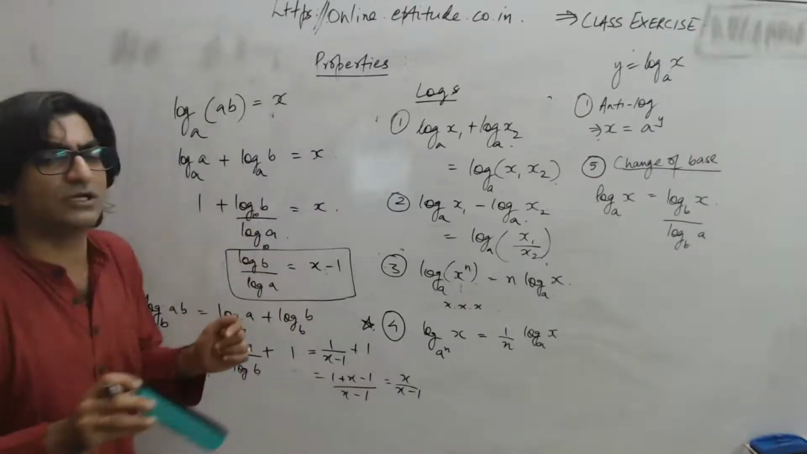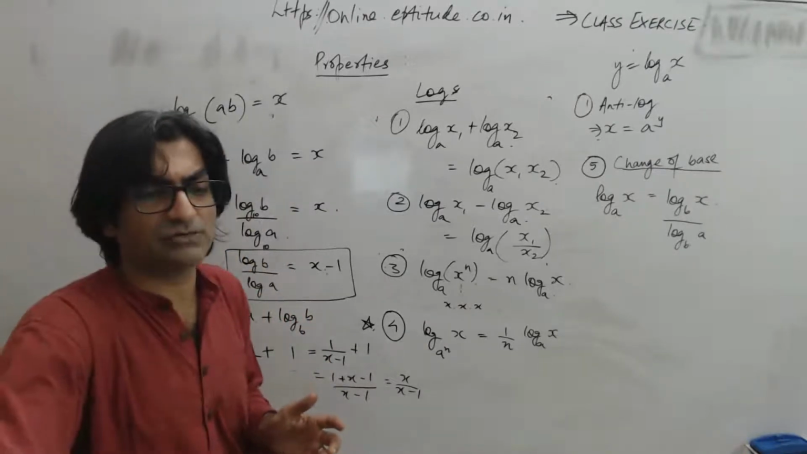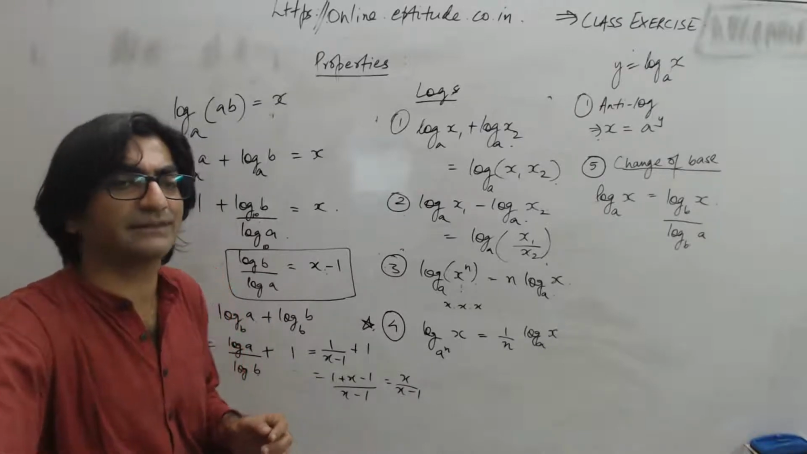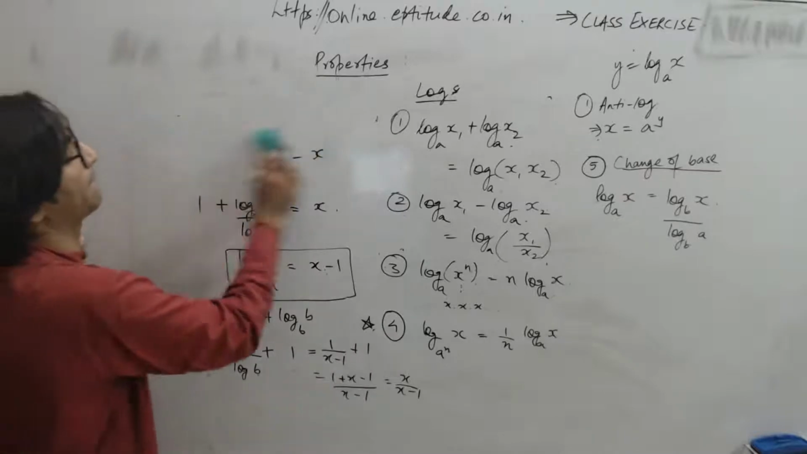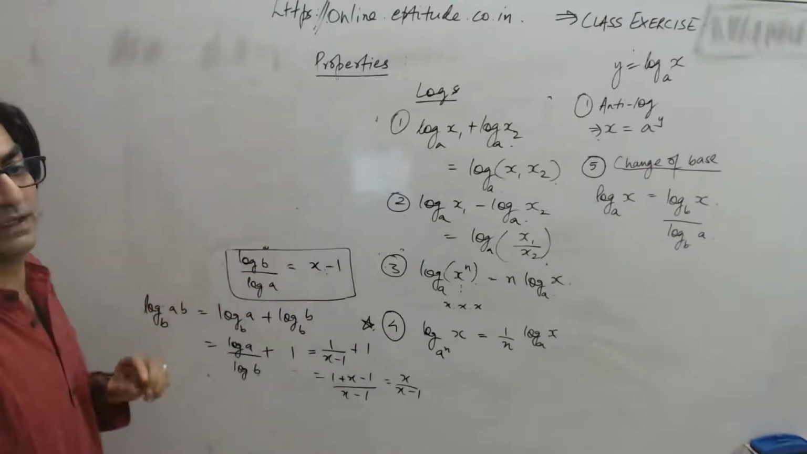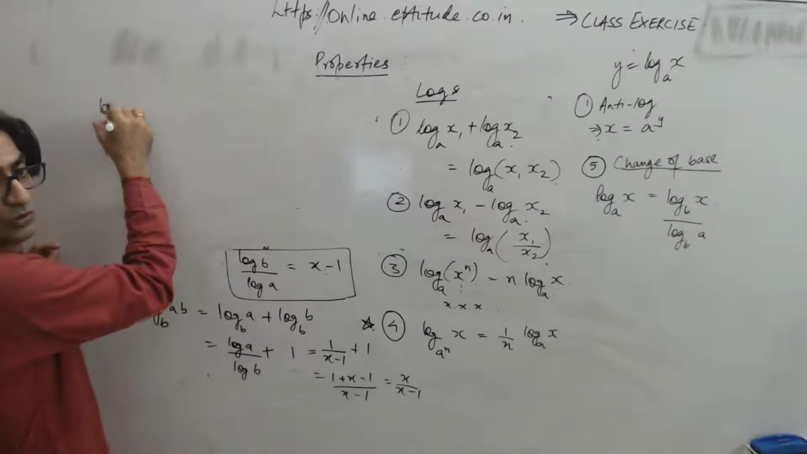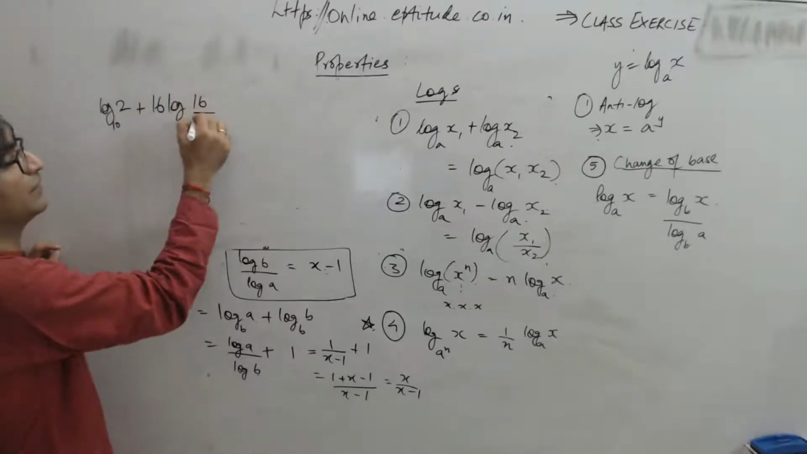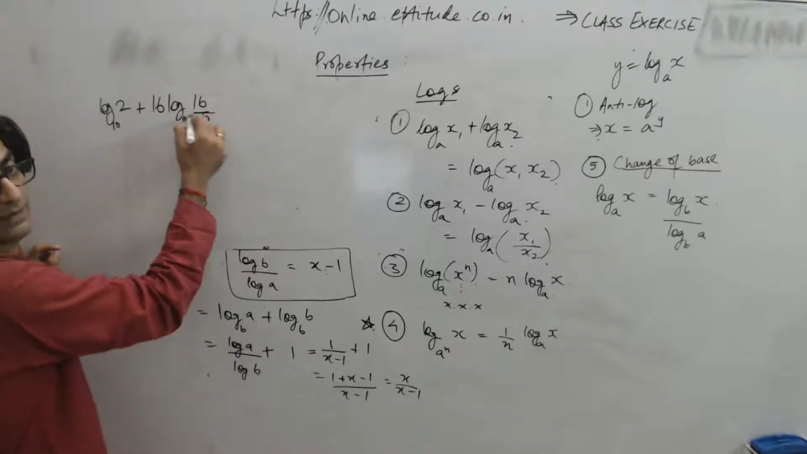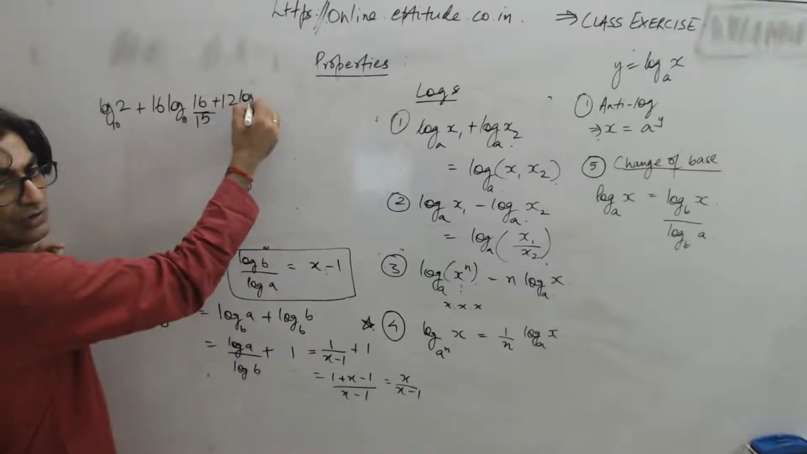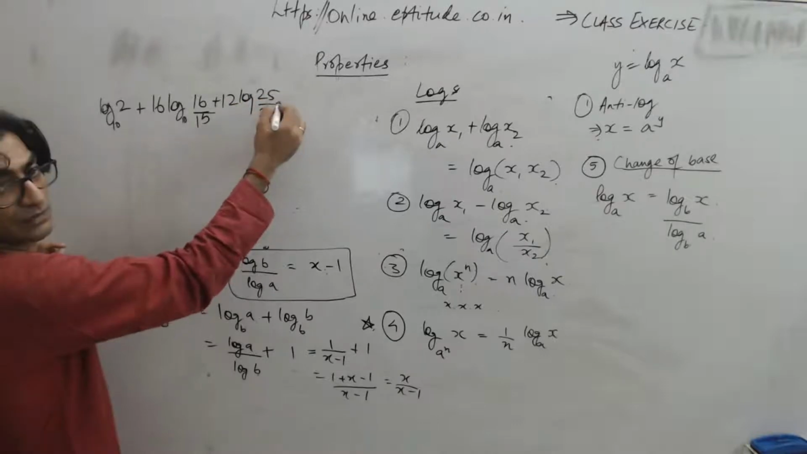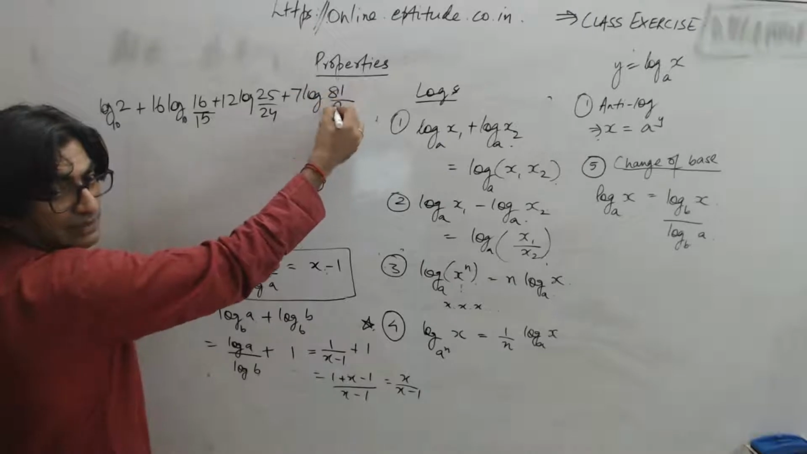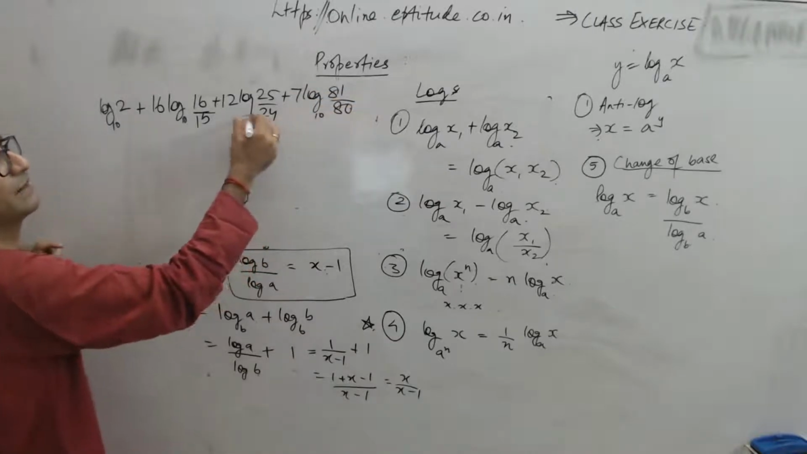Okay, some of you wanted me to discuss question number 11. I shall oblige. Find the value of the given expression. What do I have? Log 2 plus 16 log of 16 by 15 in the base of 10, and plus 12 log of 25 by 24, and plus 7 log of 81 by 80. All of them with base 10.